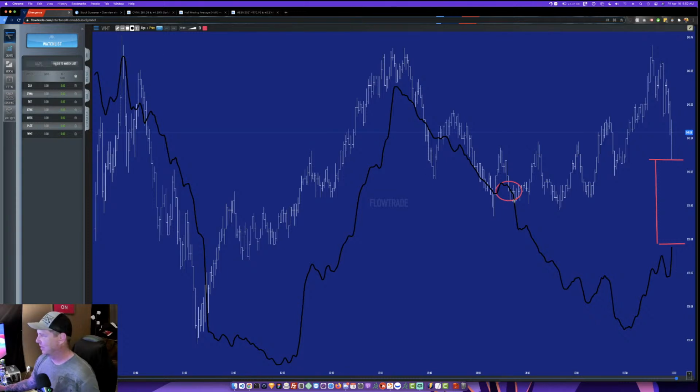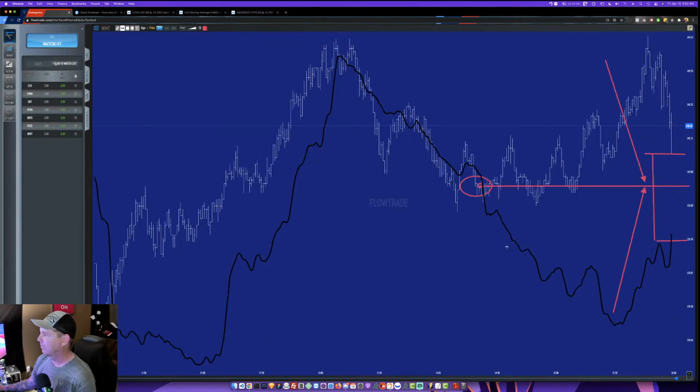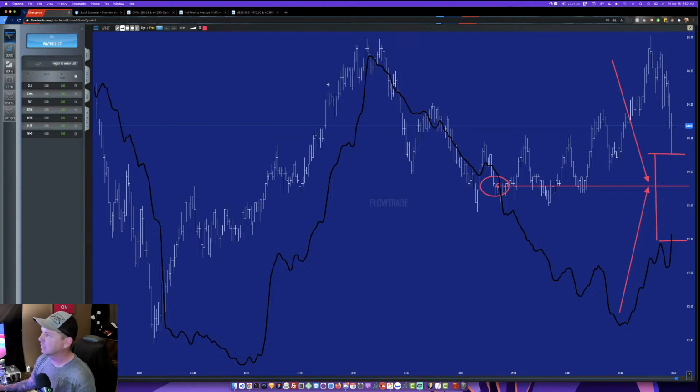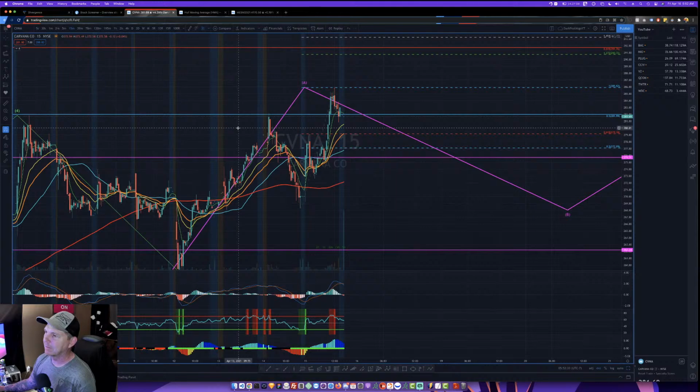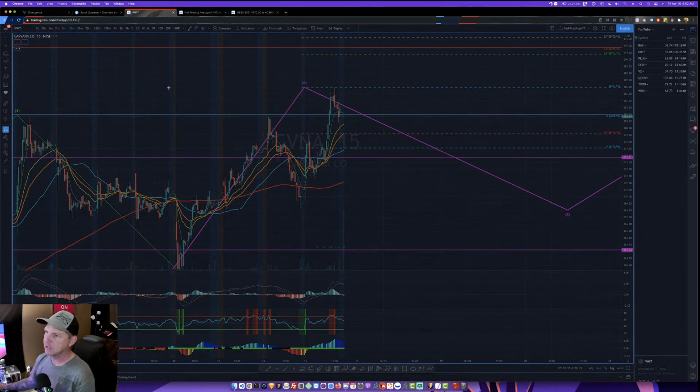So from this level here, this needs to play out, which I think is what's happening. Price action is coming down to this divergence. The algo is coming up to this divergence. When they meet, they may cross again, right? So what we'd like to see is the algo cross and pull price action back up. Looking at Walmart on the chart.